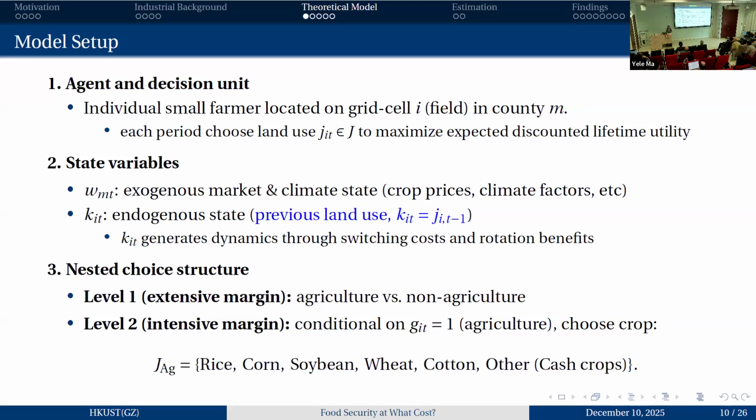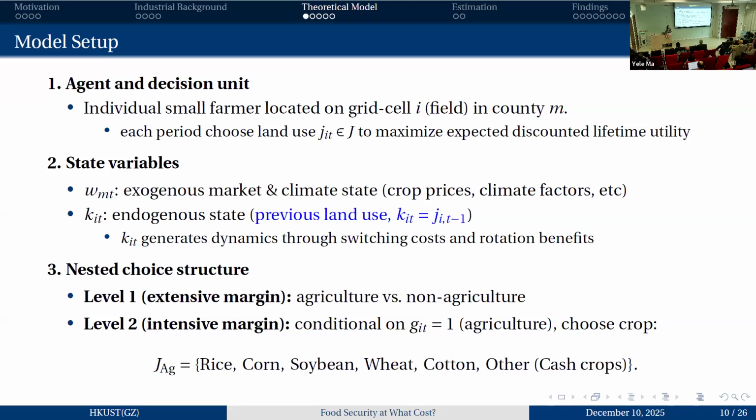About the model, since our land data is pixel data, we just assume small farmers at each pixel, and we think they make unique decisions and won't affect the whole market. In each period they make decisions to maximize utility, W is a function of the climate state, while K is the previous land use, which generates the dynamics.